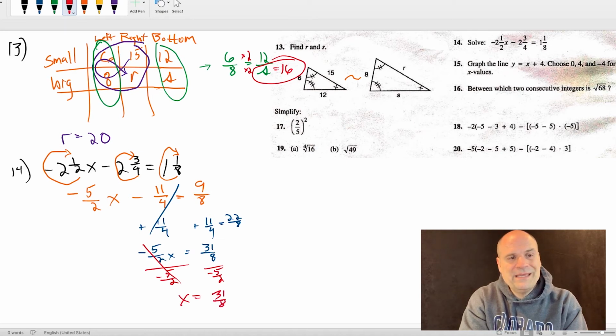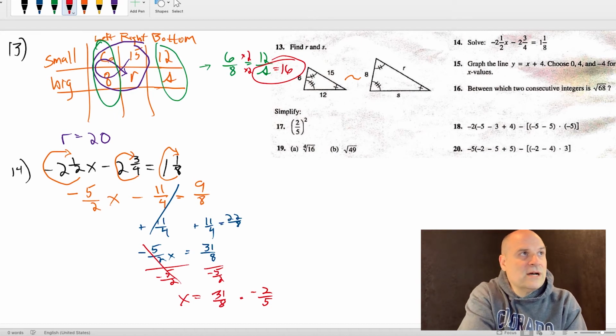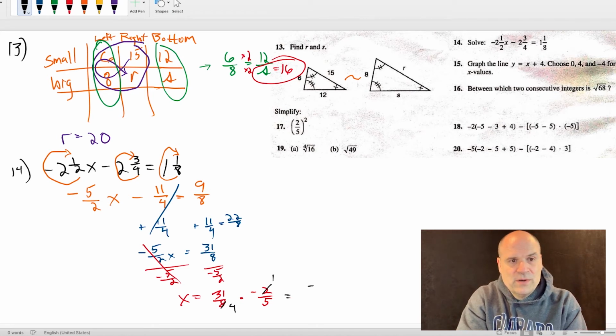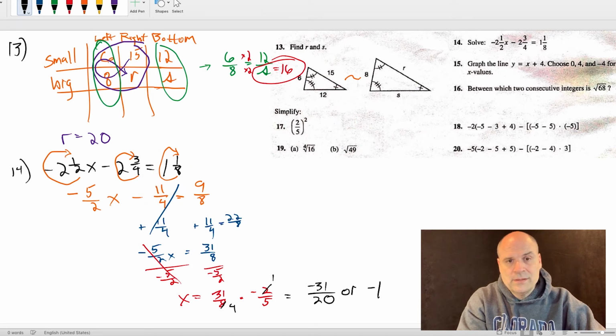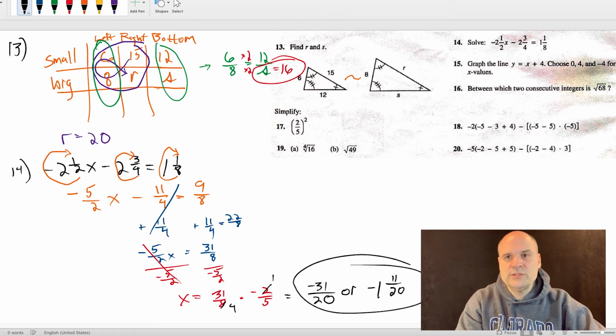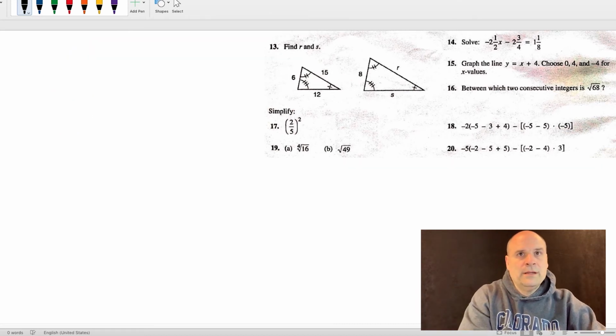31/8, copy dot flop. So flop the negative 5 halves to negative 2/5. All right, see if you can cross reduce. You can a little bit. 1 and 4. So this ends up being a negative 31, because remember, you still have that negative. 31 times negative 1 is negative 31, all over 20. That's it. And you can change it back to a mixed number if you want, if you're into that sort of thing. Negative 1 and 11/20ths. But that is good enough. Good job. All right, number 15.